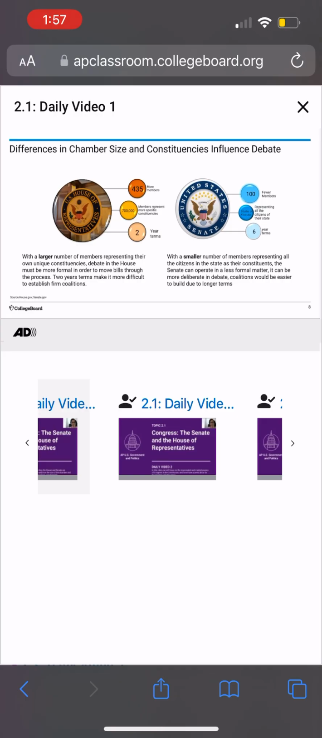And the 2-year terms also cause some problems in terms of the ability of the individual members to establish coalitions with other members in the House, and then perhaps people over in the Senate that they might want to work with.